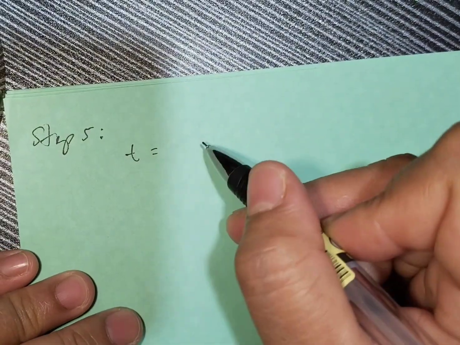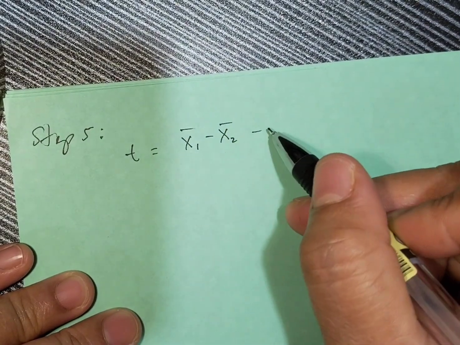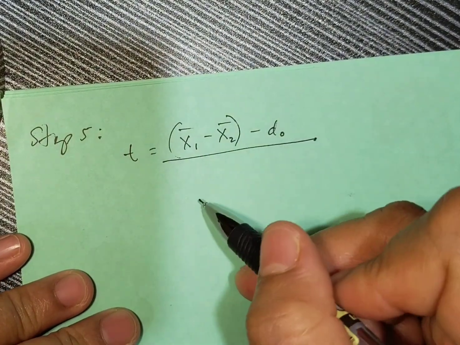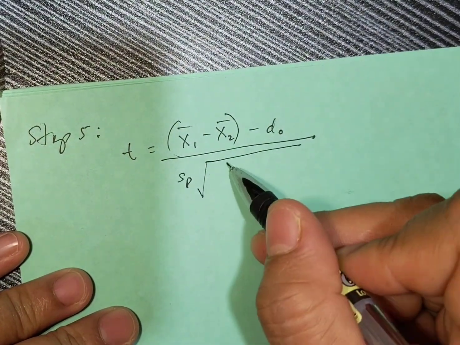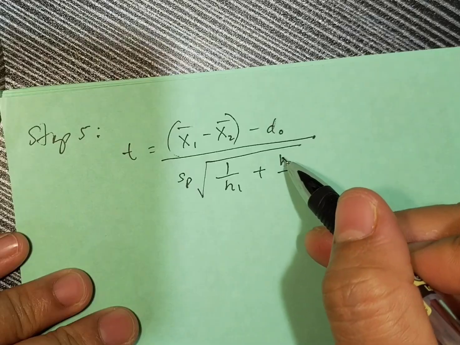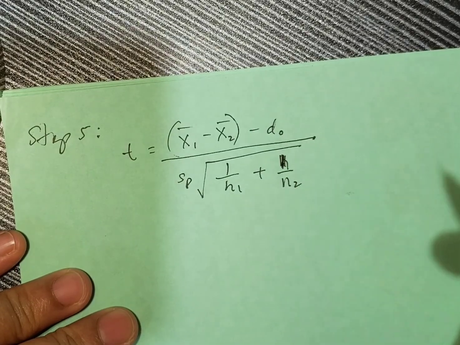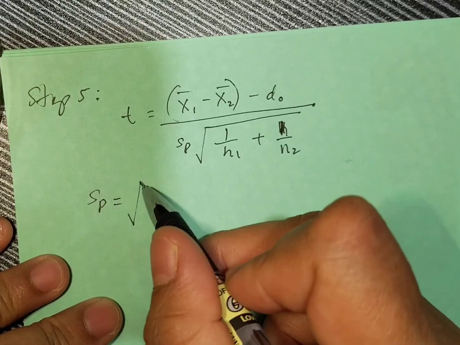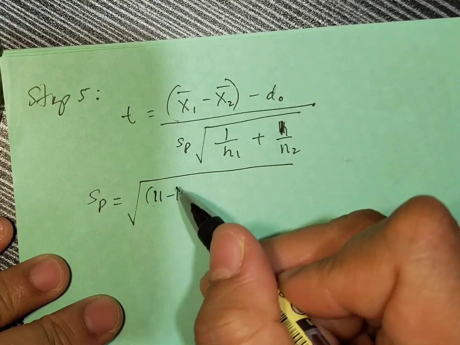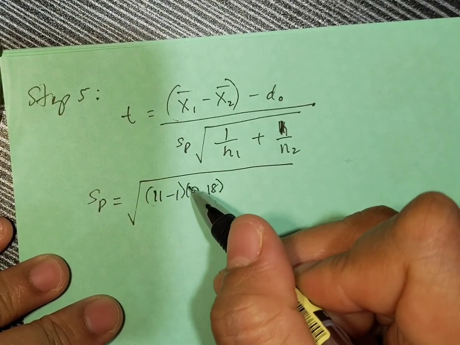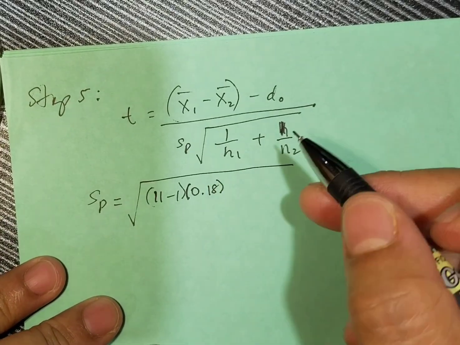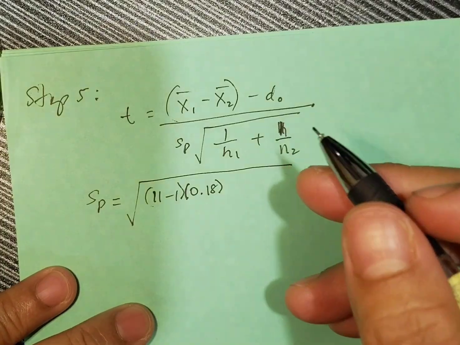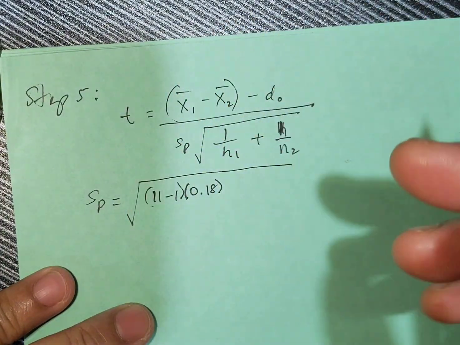We compute for your t, which is x1 bar minus x2 bar minus the hypothesized difference over s sub p times the square root of 1 over n1 plus 1 over n2. So, how do you compute for s sub p? Compute muna natin yung s sub p. We have 11 minus 1 times 0.18. 0.18 na yung given sa problem. So, this is already the variance. Variance yung given sa problem. So, we don't have to square anymore the 0.18.